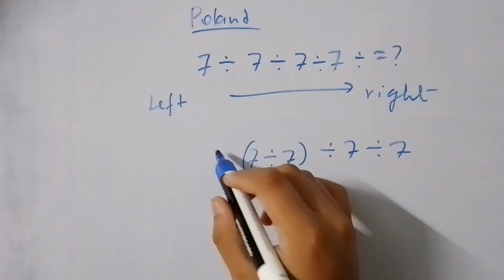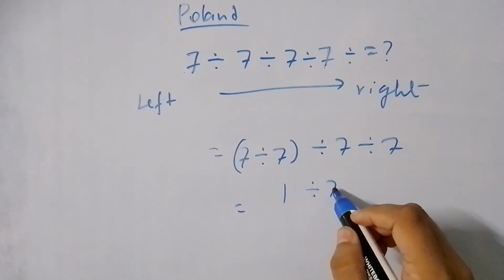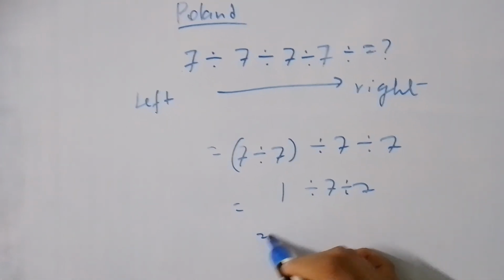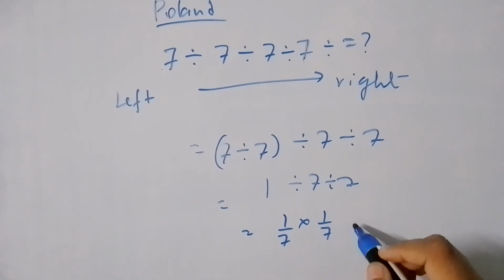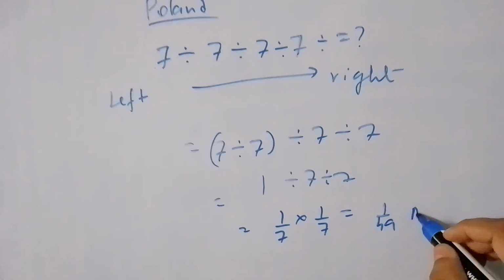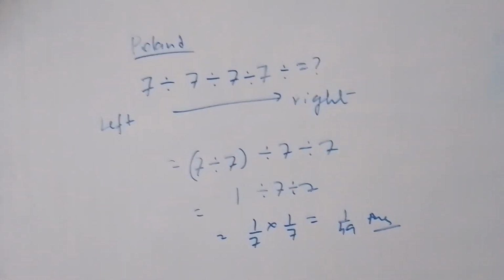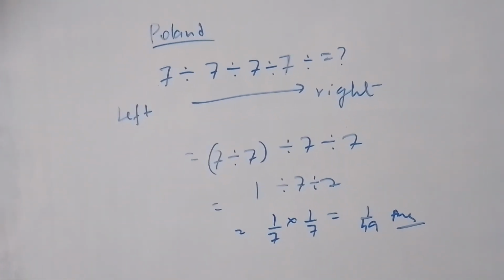Okay, so what is 7 divided by 7? 1 divided by 7 divided by 7. So 1 by 7 into 1 upon 7. So 1 upon 49 is your answer. So we need to follow the left associative rule for solving this question.